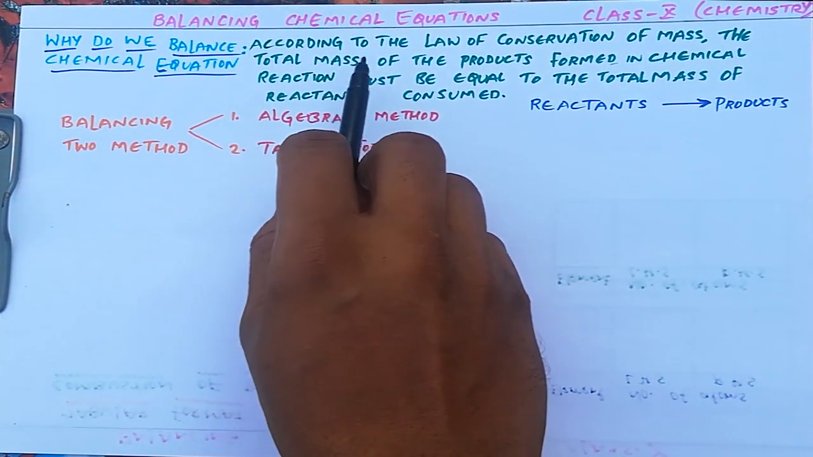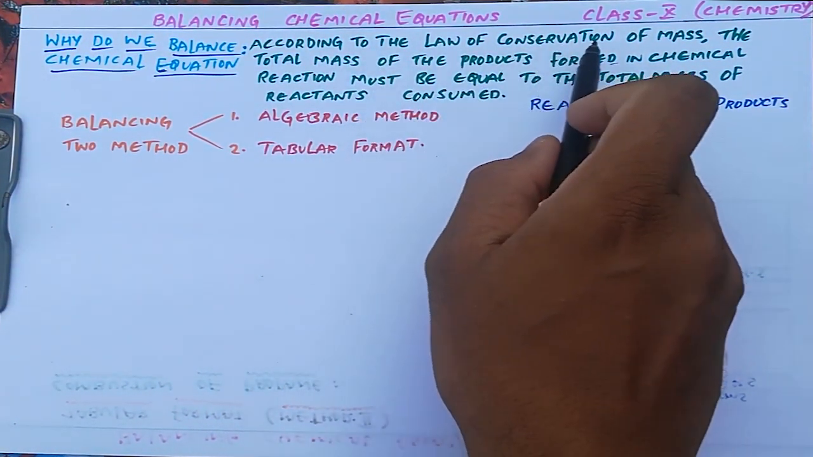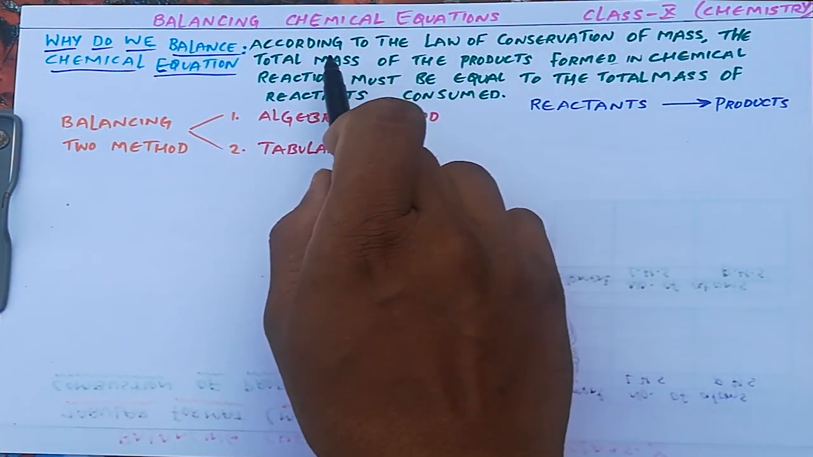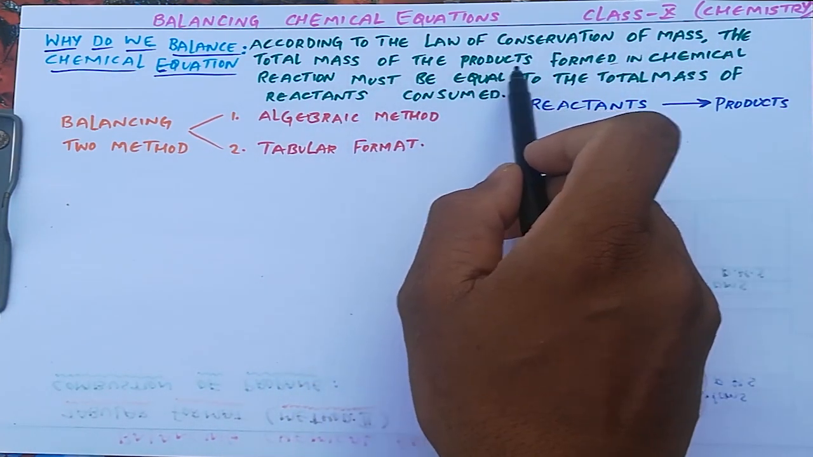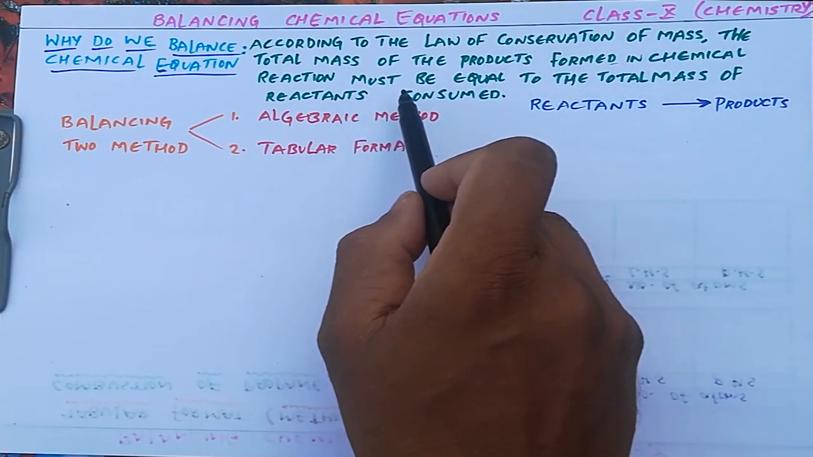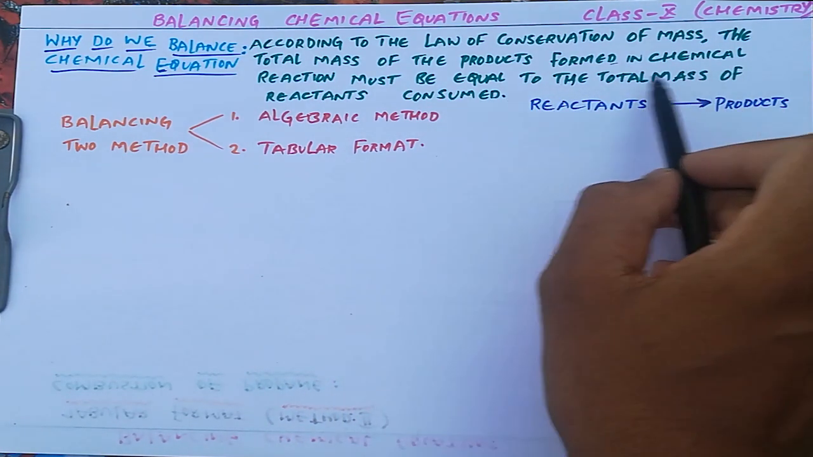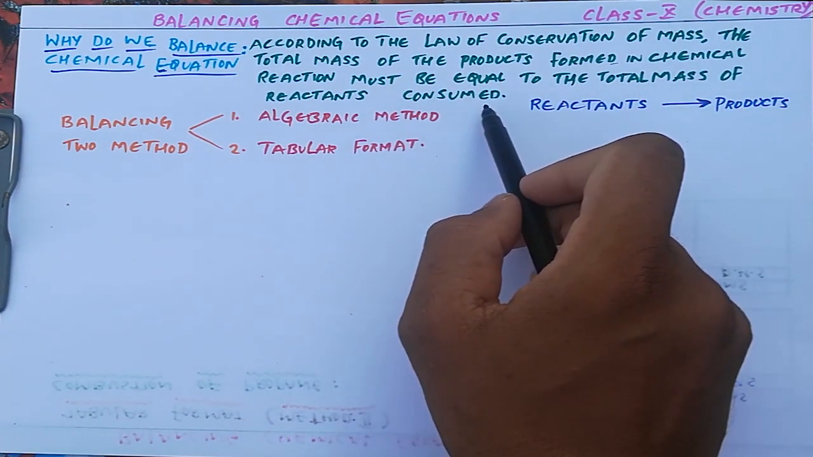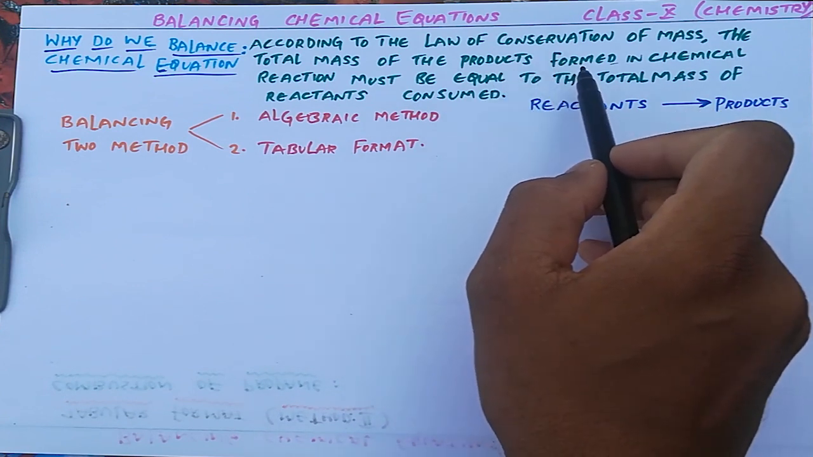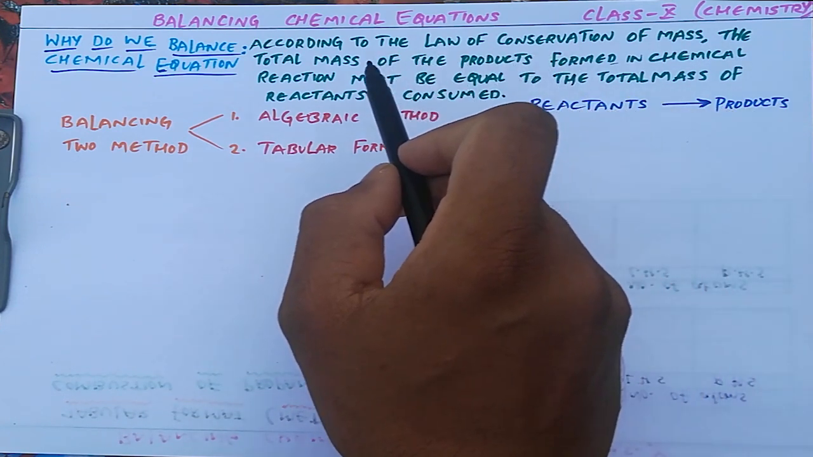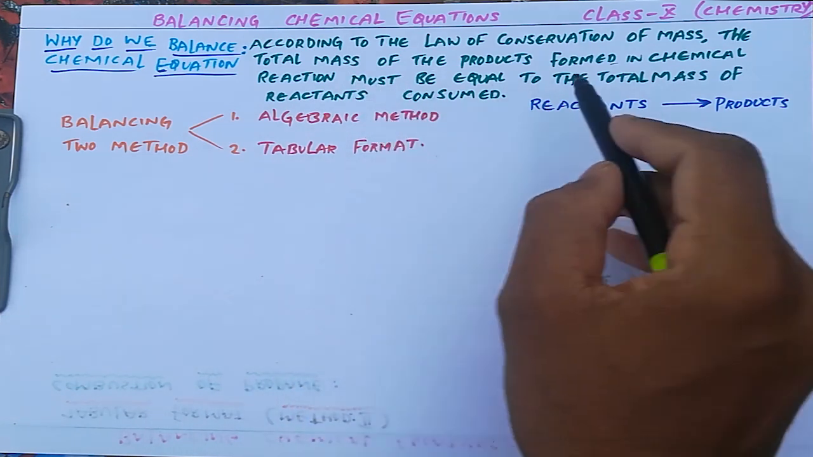The reason is the law of conservation of mass. According to the law of conservation of mass, the total mass of the products formed in a chemical reaction must be equal to the total mass of reactants consumed. So whatever the mass on the reactant side should be equal to the mass on the product side.